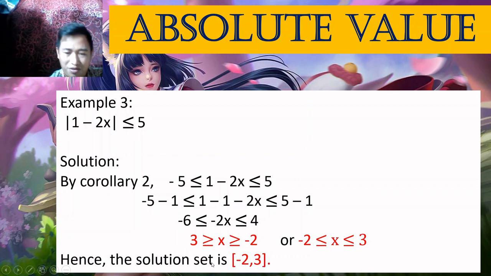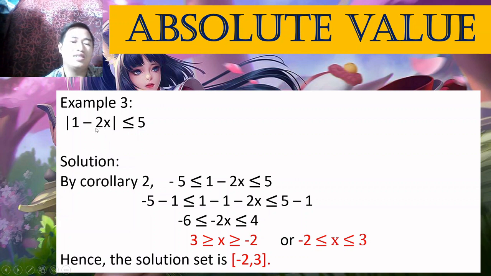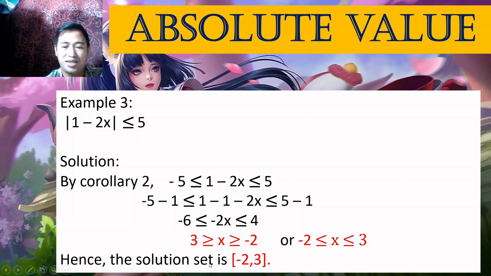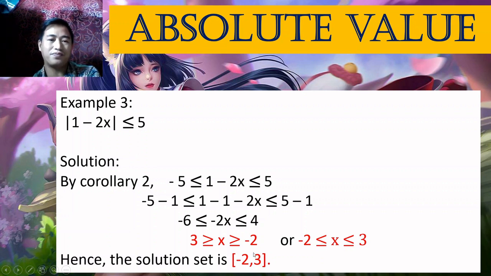Okay, what if negative 3? Negative 3 is outside, so it does not satisfy. If this is negative 3, negative 3 times negative 2 is positive 6. Plus 1, that becomes 7. That 7 is not less than or equal to 5, so it is false. So negative 3 does not work. But 4 works, or any number in this interval. That is the answer.